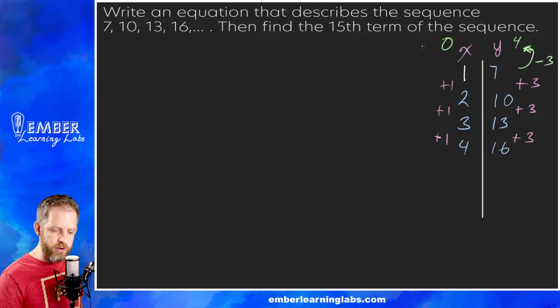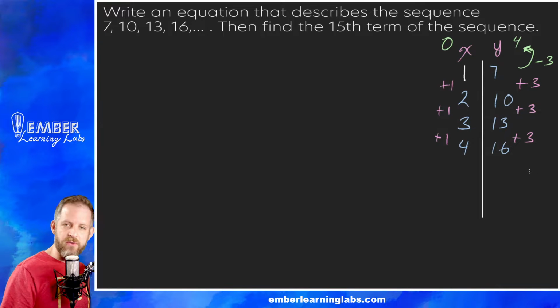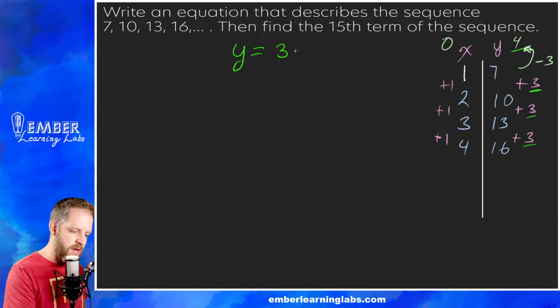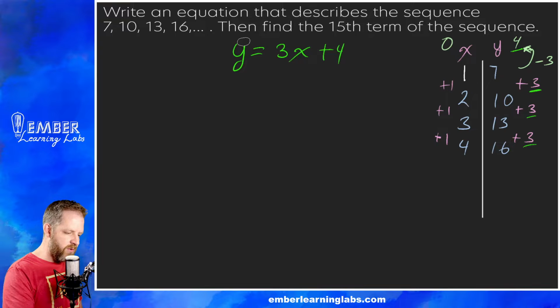Now we have all the pieces that we need. The pieces we need to write an equation are how much we're going up by each time and the 0 term. So the equation is y equals 3, which is this 3 right here, x plus the 0 term, so plus 4. Actually, I'm going to erase this and use f of x function notation, like what we learned in the last video.